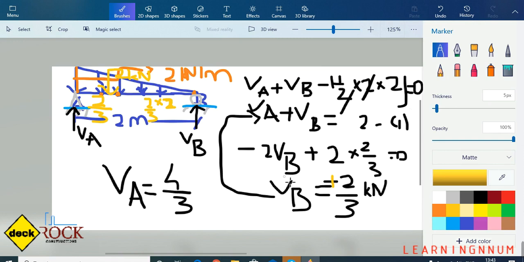Now what is the analysis part? Analysis part is crucial. Anyone can solve this. You are an undergraduate civil engineer, so you need to analyze the structure. Now understand, is 4 by 3 greater or 2 by 3 greater? 4 by 3 is greater, right?